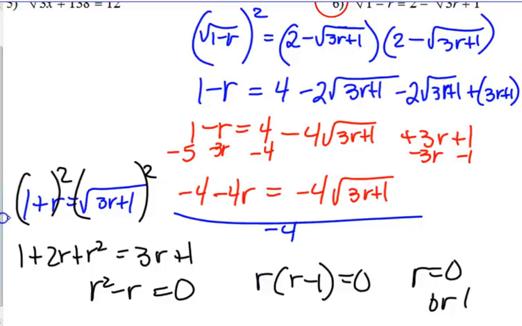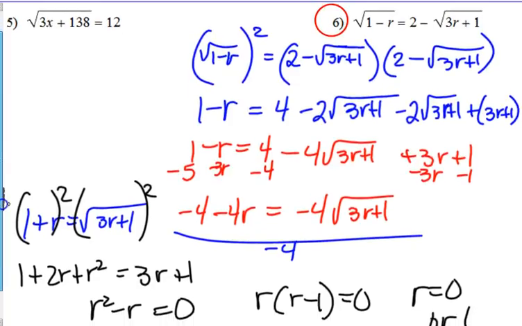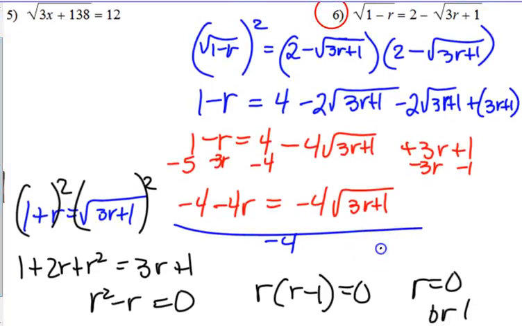You should test them both, but by my recollection, they both work. Sweet beans. I get square root of 1 equals 2 minus square root of 1. Or I get square root of 0 equals 2 minus square root of 4. Oh, that one doesn't work, does it? I don't think 1 works. No. 1, because I get 2 minus 2 is 0. Yes, I do. Yes, it does. I'm just brain dead. They both check. They both work.